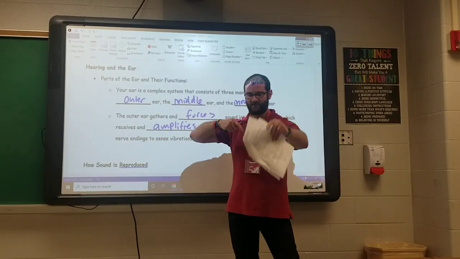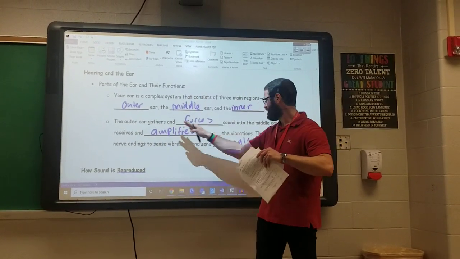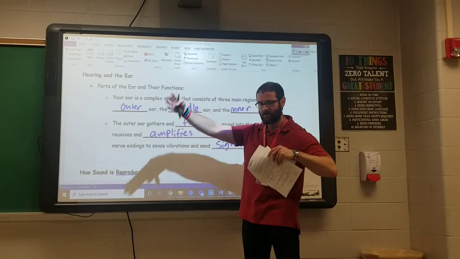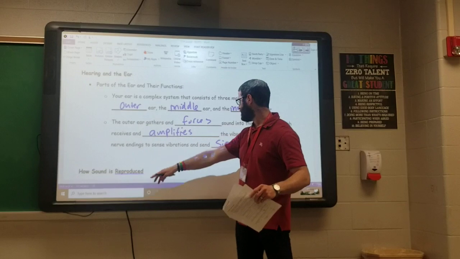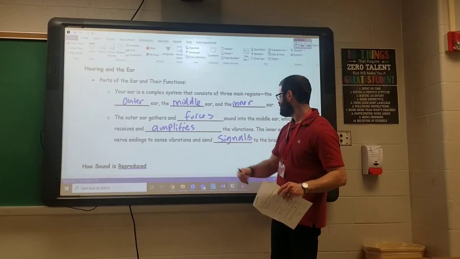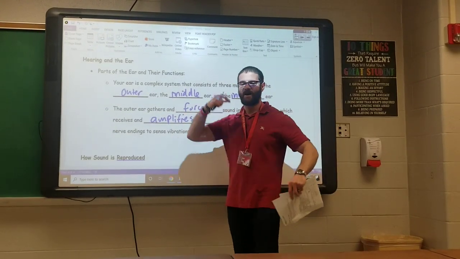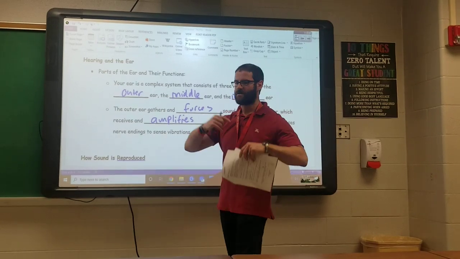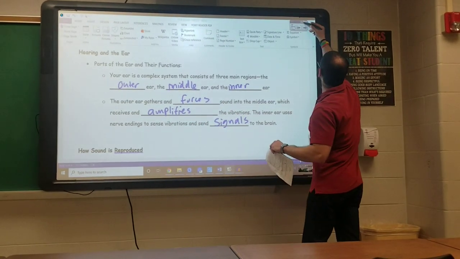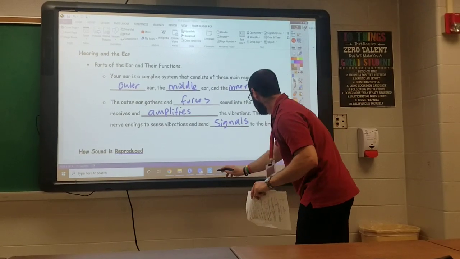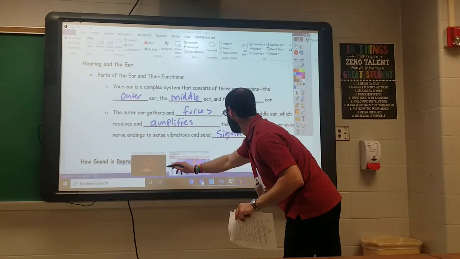The middle ear receives that sound and amplifies the vibrations, or gives them more energy. Okay, and then the inner ear uses the nerve endings to sense these vibrations, and those signals are sent to the brain, and our brain interprets the sound to be a certain frequency and a certain intensity, and so forth.